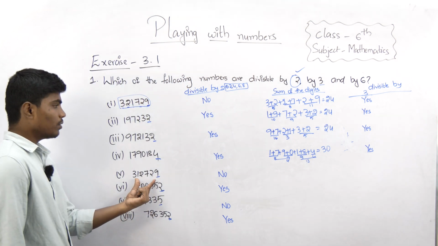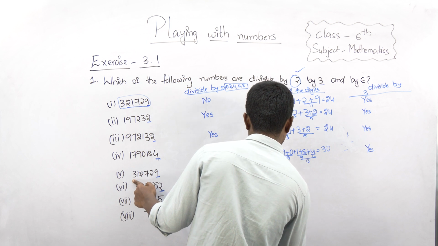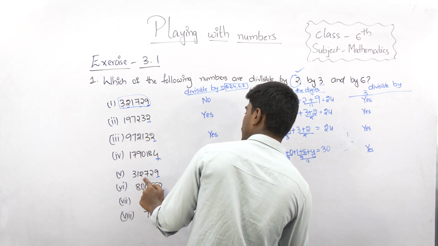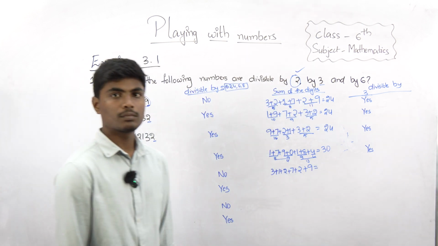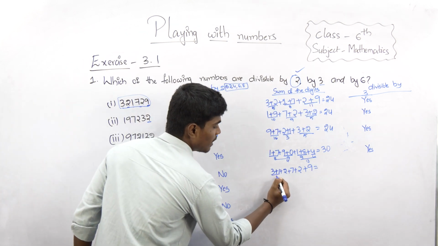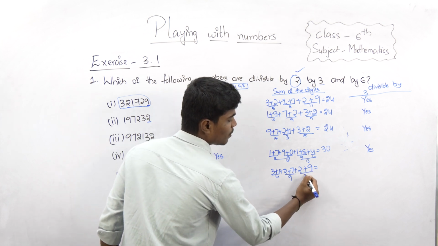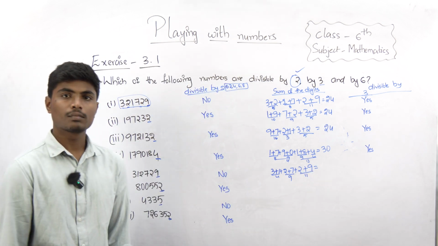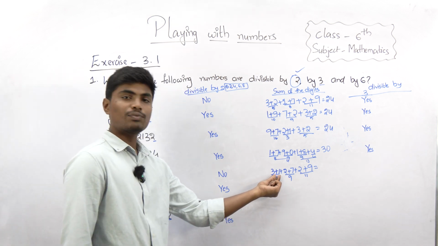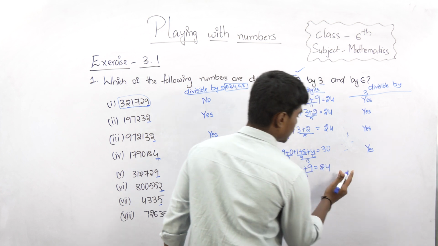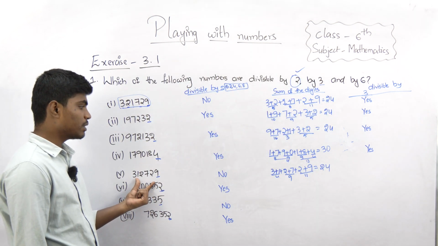Now the fifth problem, sum of the digits: 3 plus 1 plus 2 plus 7 plus 2 plus 9. Here 3 plus 1 is 4, 2 plus 7 is 9, 9 plus 2 is 11. 11 plus 9 is 20, 20 plus 4 is 24. 24 is divisible by 3, so this number is also divisible by 3.